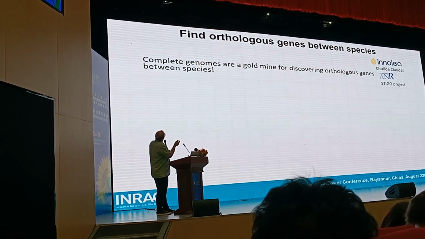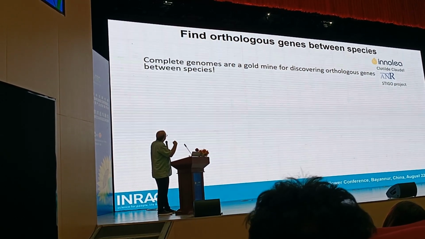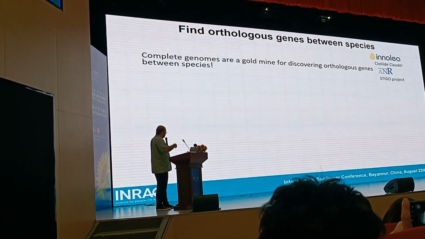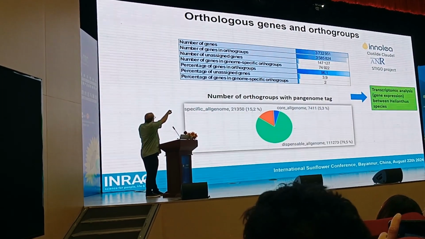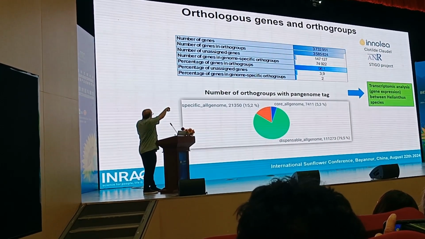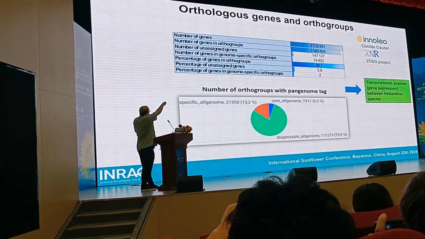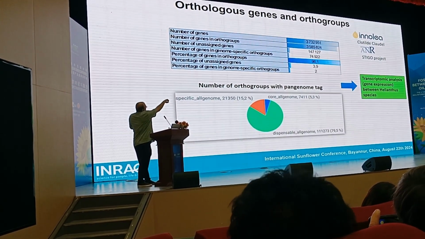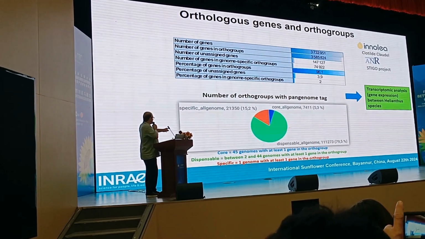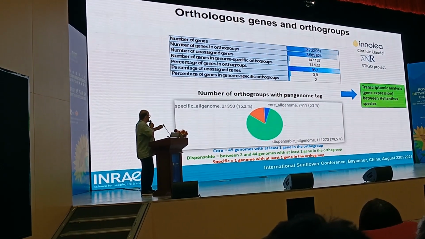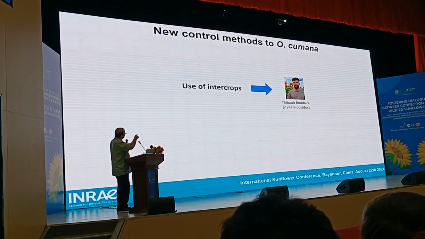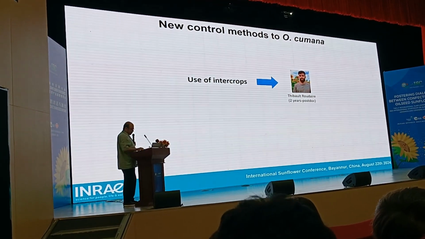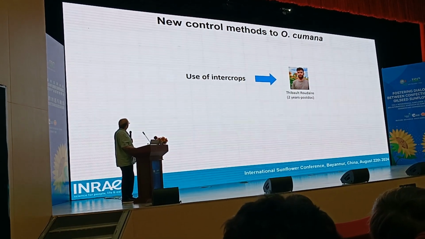We wanted to find the orthologous genes between the species, because it is really important to do that, rather than compare only the two main lines. We found more than 3 million genes, and we plotted that the 40 genomes contain at least one common gene. Thibaut Rouder from my group will present the use of intercropping to control broomrape.